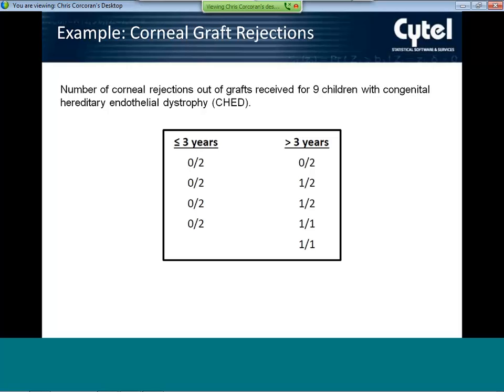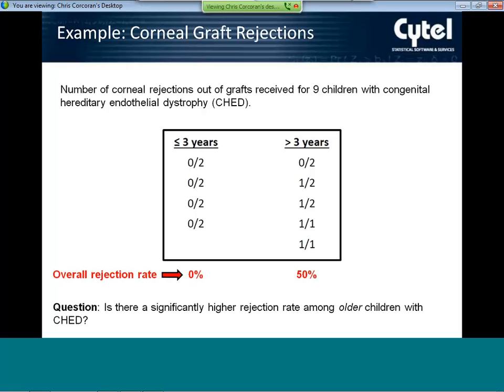So let's go back to this example here. The question is, is there a significantly higher rejection rate among older children with CHED? And can we compute an exact p-value, and also do that accounting for the correlation? Well, using these tools that I've just sketched out, we are now able to compute a p-value of this association. I'm going to toggle back and forth to StatXact for some of these examples.